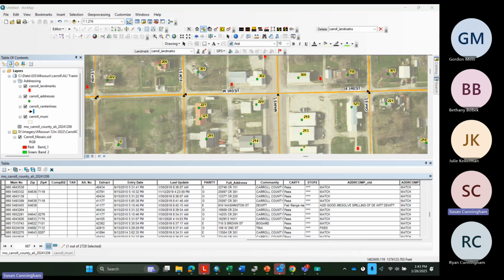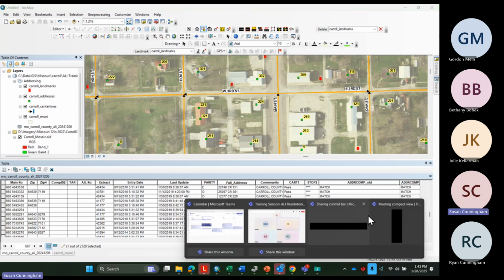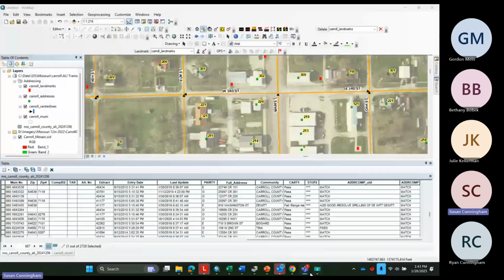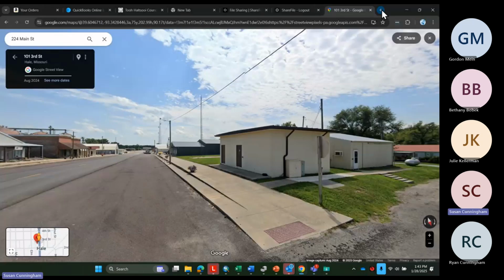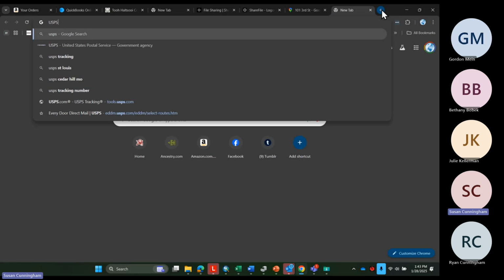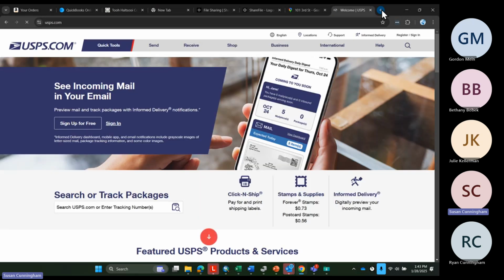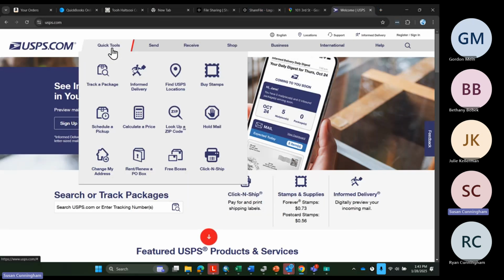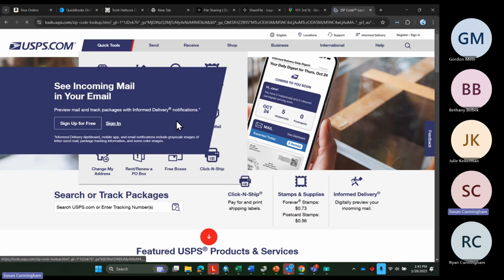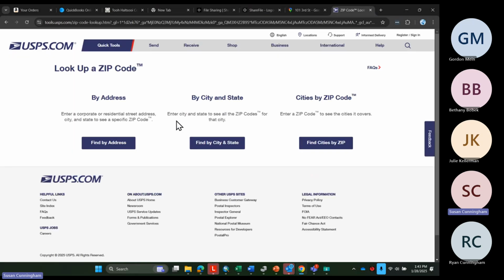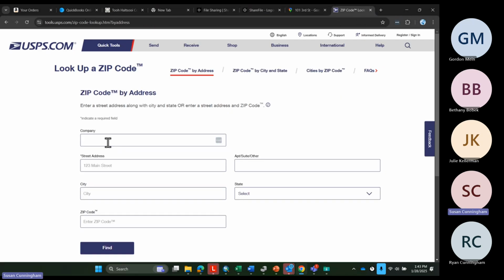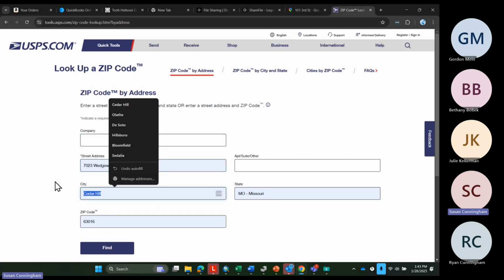Absolutely. So let's do the, let me see, why isn't that jumping up? Here we go. So USPS.gov, really basic, USPS.com, quick tools, look up a zip code, okay? I know that doesn't make sense, but you're going to then pick find by address. I've obviously used this tool before. I'm going to just take out a couple things.